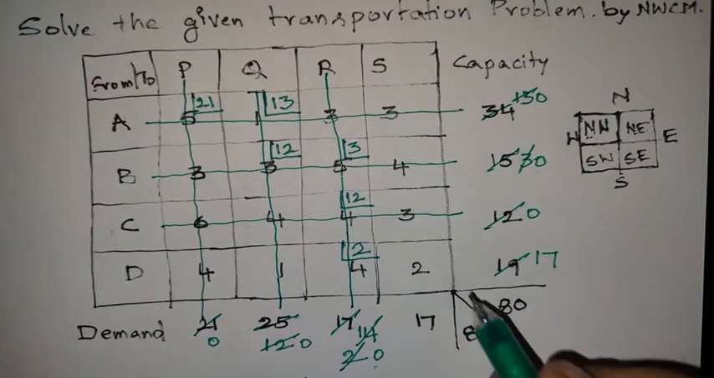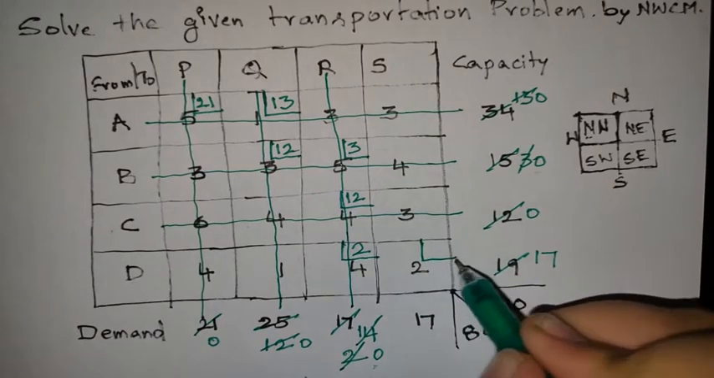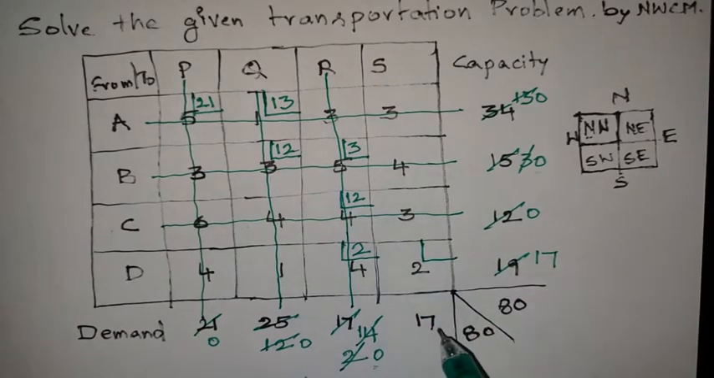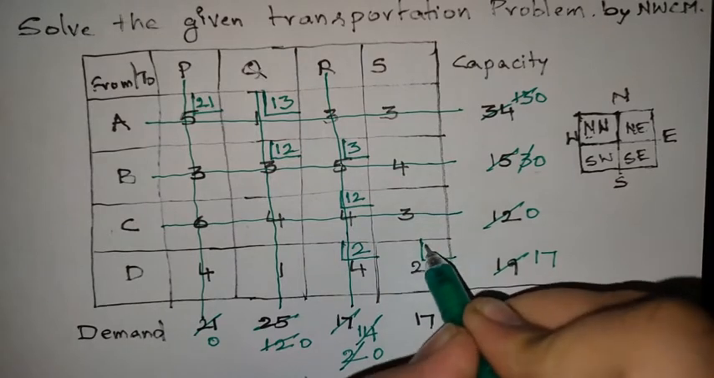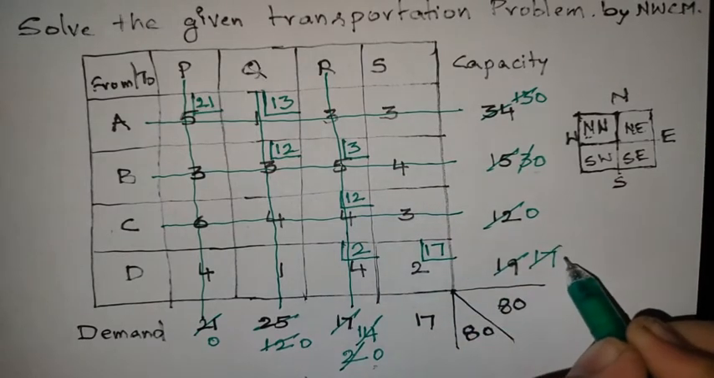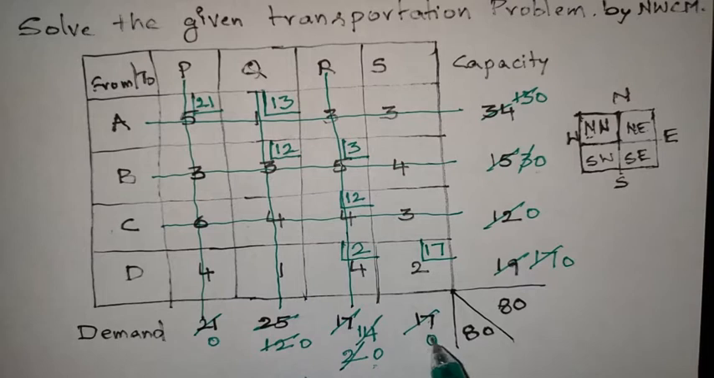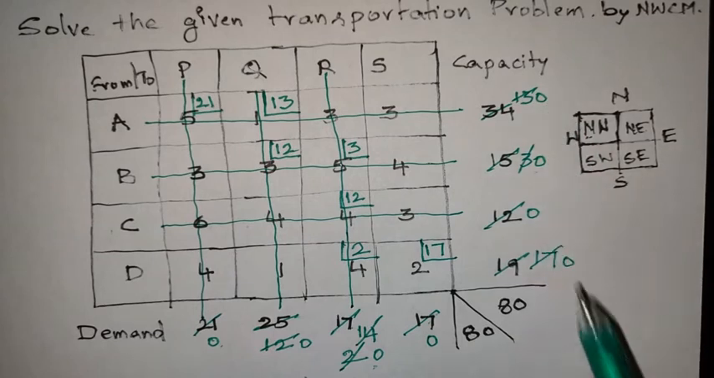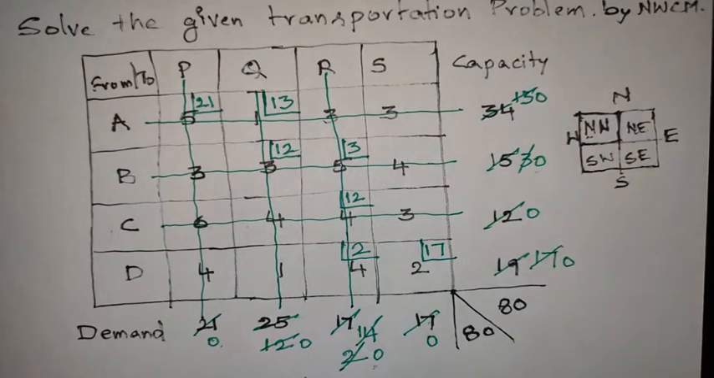So what is the remaining one? This one only. Here we can supply 17 and the demand is also 17. So allot 17 units. So 0, 0. Now all becomes 0. All demand was satisfied and all supply also becomes 0. So all units were distributed to the destination places. Now we need to find the transportation cost.